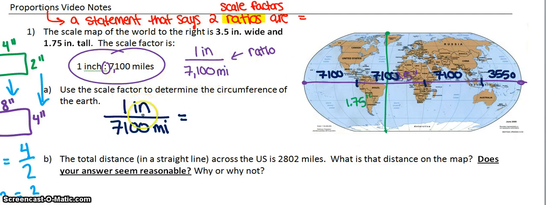So for every 1 inch, it's 7,100 miles. For every 3.5 inches, I want to figure out how many miles that is, which I don't know. Okay, but 1 inch goes to 7,100 miles, 3.5 inches goes to X amount of miles. Instead of calling this question mark, I'll call this X, and you can even write X miles. Now the reason I set these equal is because the scale has to be the same, and if these ratios compute, the scale factors have to be equal.